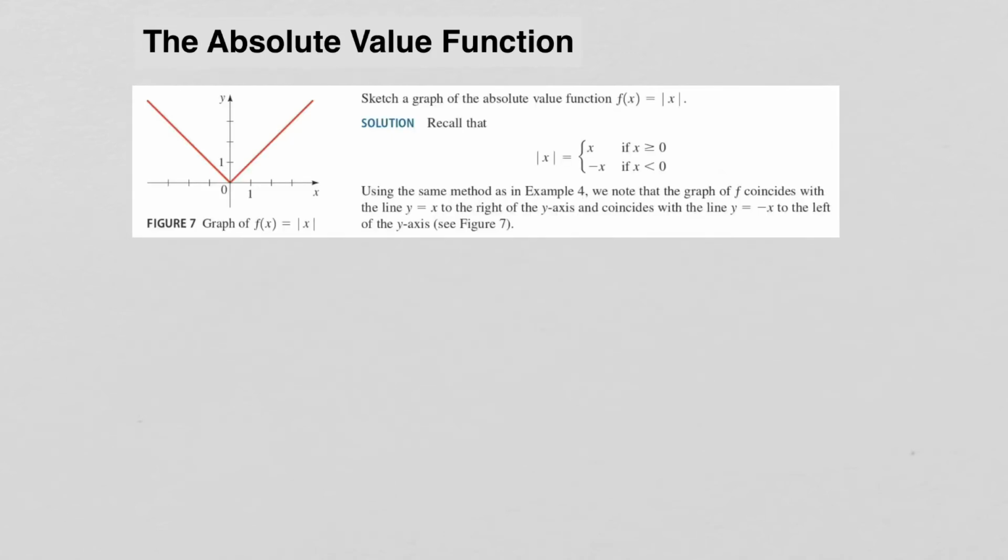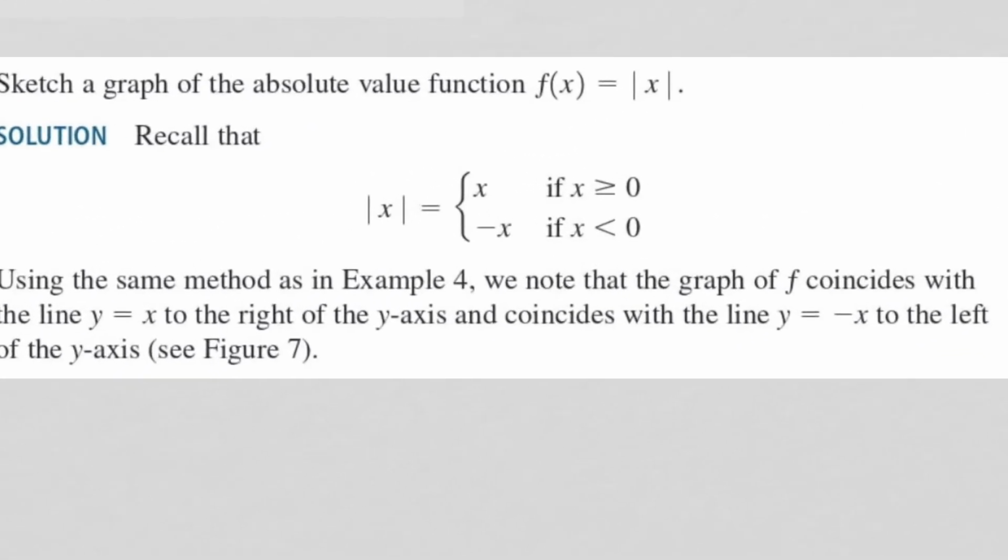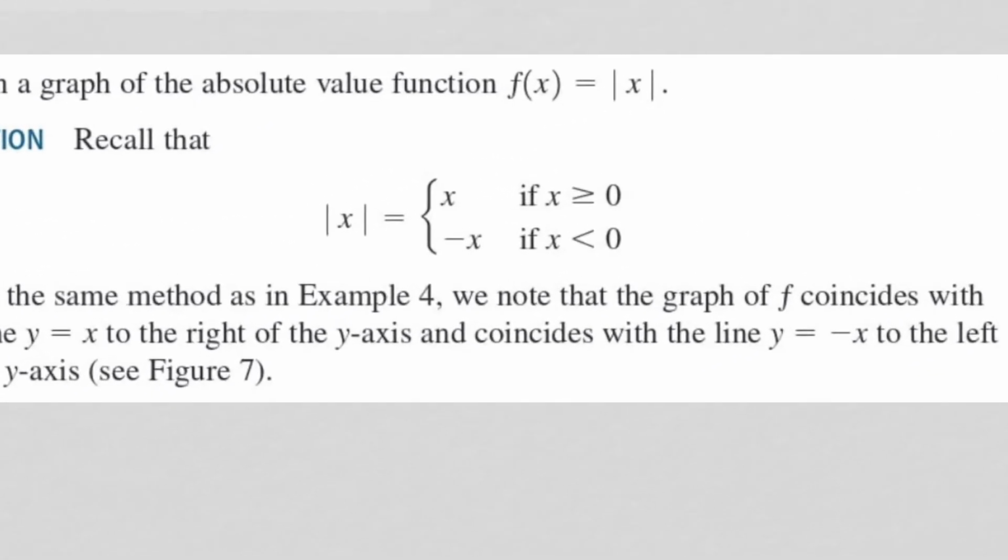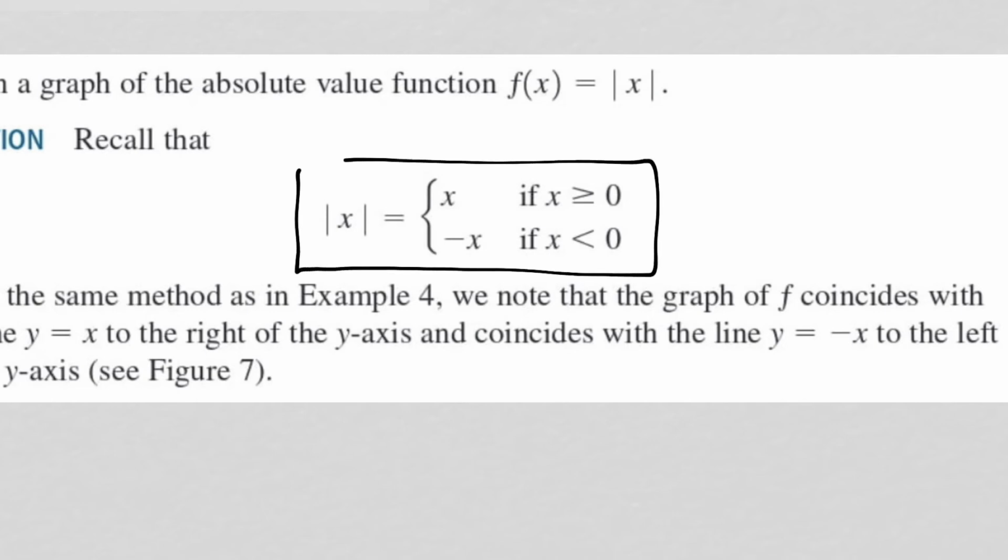The next function I want to look at is the absolute value function. So I'm sure you remember the absolute value of x in terms of a concept, but we want to talk about the function f of x equals the absolute value of x. So first, recall the definition of an absolute value. The definition of an absolute value is right here. The absolute value of x is basically just x if x is already a non-negative number. And the absolute value of x is the opposite of x if x is a negative number.